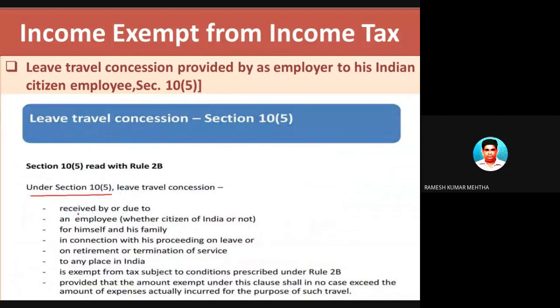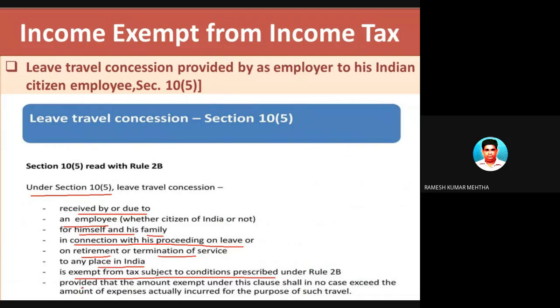Travel concession falls under section 10(5), received by or due to an employee for himself or for his family in connection with his proceeding on leave or retirement or termination to any place in India. It means he has taken a vacation and he along with his spouse and family members are proceeding on leave to any place in India. This is exempt from tax subject to some conditions and limits. If the amounts reimbursed by the employer are within that limit, it is fully exempted, whereas if it crosses that amount, then the amount over and above is fully chargeable.